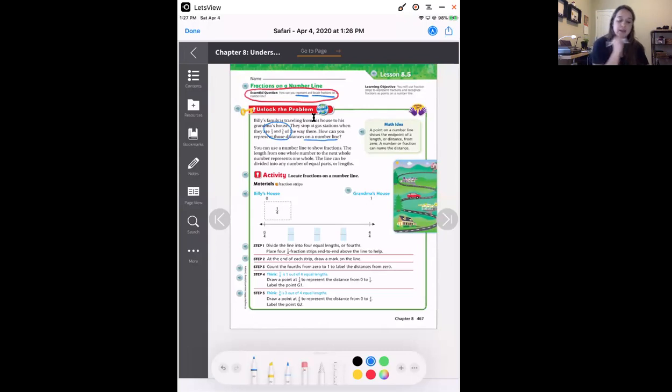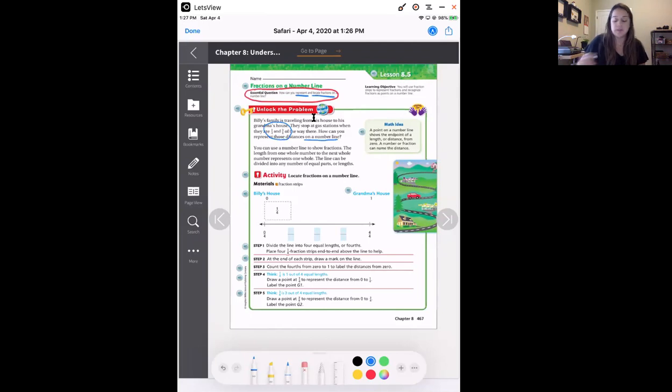Okay, I'm going to continue reading. You can use a number line to show fractions. The length from one whole number to the next whole number represents one whole. The line can be divided into any number of equal parts or lengths. Okay, so in this case, the denominator is 4 in 1/4 and the denominator is 4 in 3/4.